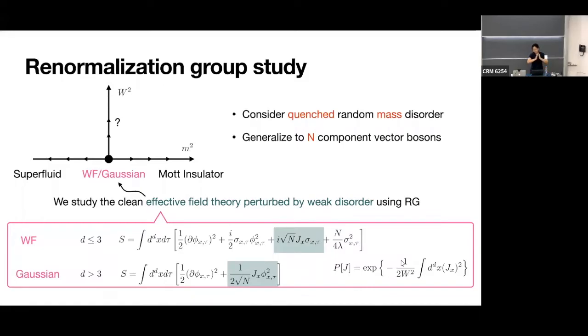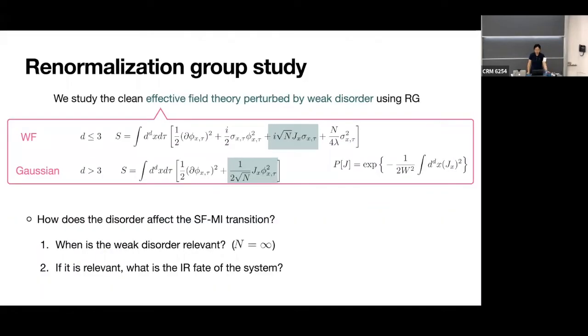And if the W squared is very large, this means the distribution is very broad. So there is much randomness in the theory. So we need to consider the disorder effect seriously. So that's the strong disorder effect. Our goal is to study how these perturbations induce the RG flow from the clean fixed point.